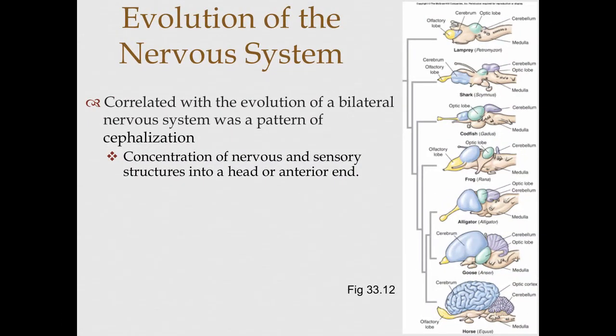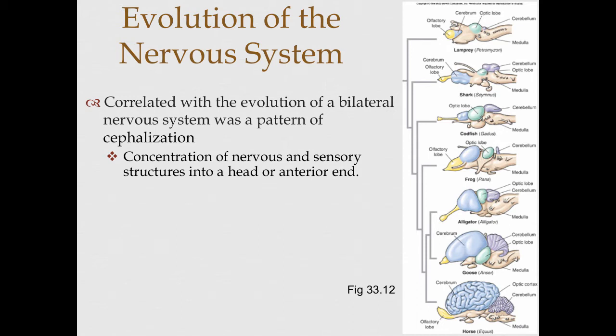One of the patterns seen in the evolution of the bilateral nervous system is the evolution of cephalization. Cephala always refers to head, and ization refers to some process of formation, so this is the evolution of heads. So cephalization is the concentration of nervous and sensory structures into a head or anterior end. And we're going to see that this is highly correlated to locomotory abilities in animals.